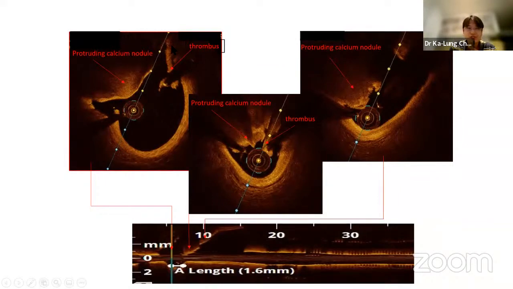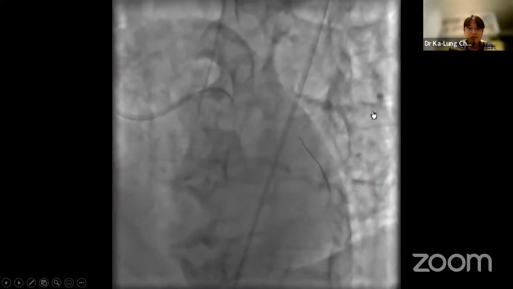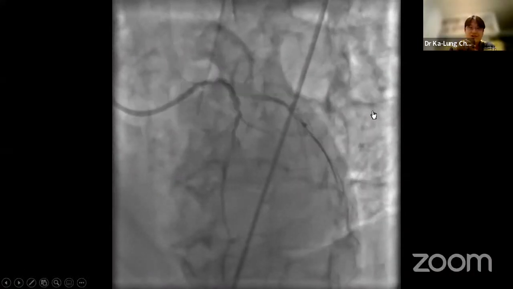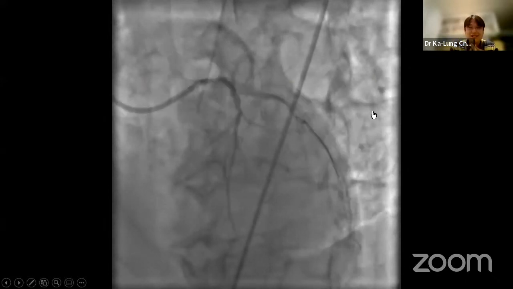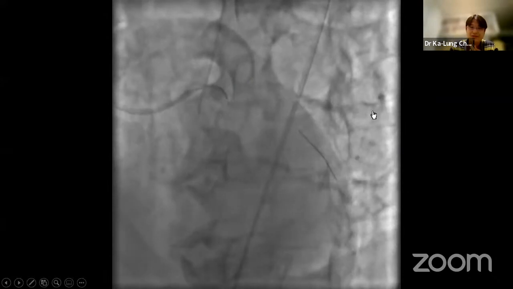This is the calcium protruding into the lumen. There's some thrombus on top, and you can see that the calcified nodule is rough in surface. This is probably likely to induce some of the thrombosis on top of the calcified nodule. Instead of a smooth contour, this is somewhat rough in nature. Because it was very unstable with thrombus, we could not perform rotational atherectomy or CSI in this case, and the patient was also very unstable.